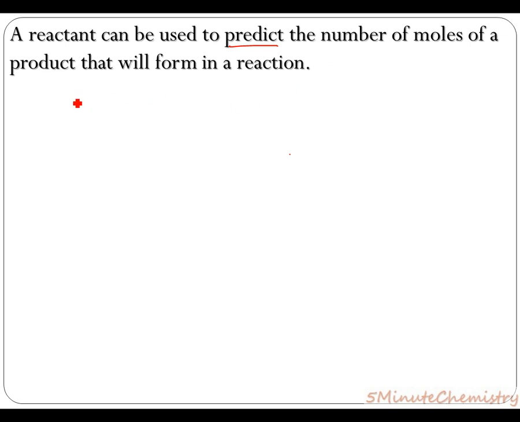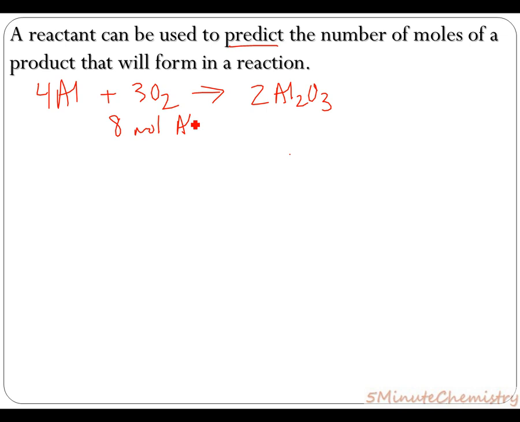Now, if we begin with 4 aluminums combining with 3 oxygens, these come together to form 2 aluminum oxides. What we can do is predict how many moles of a product could form based on a certain number of moles we begin with. So an example might be, let's say there were 8 moles of aluminum to start with, and we're trying to discover how many moles of aluminum oxide would be produced.